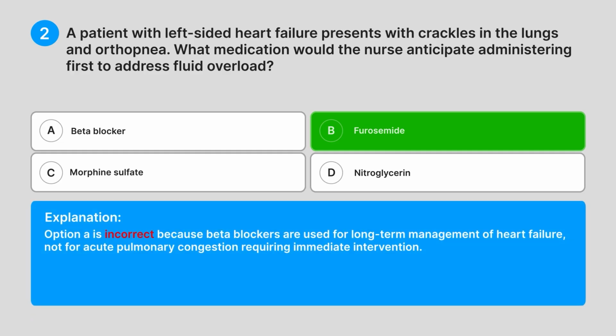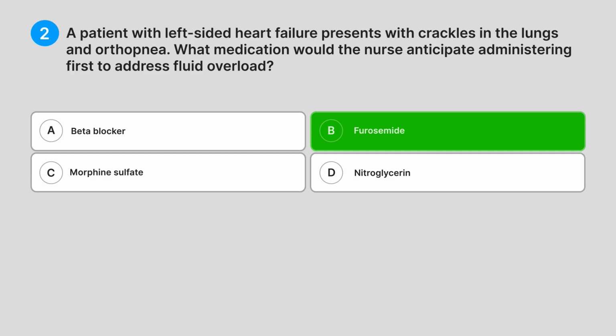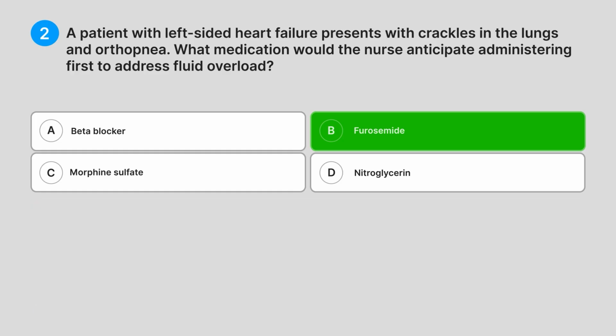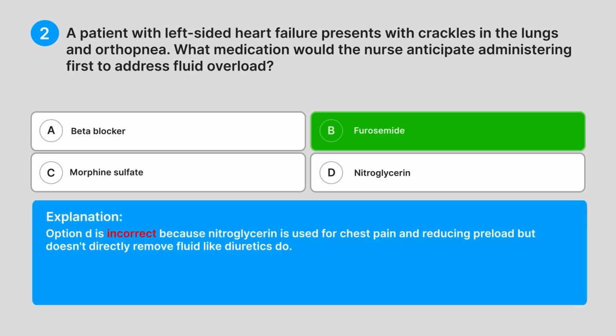Option A is incorrect because beta blockers are used for long-term management of heart failure, not for acute pulmonary congestion requiring immediate intervention. Option C is incorrect because morphine is primarily used to reduce anxiety and decrease myocardial oxygen demand, not to directly address fluid overload. Option D is incorrect because nitroglycerin is used for chest pain and reducing preload but doesn't directly remove fluid like diuretics do.